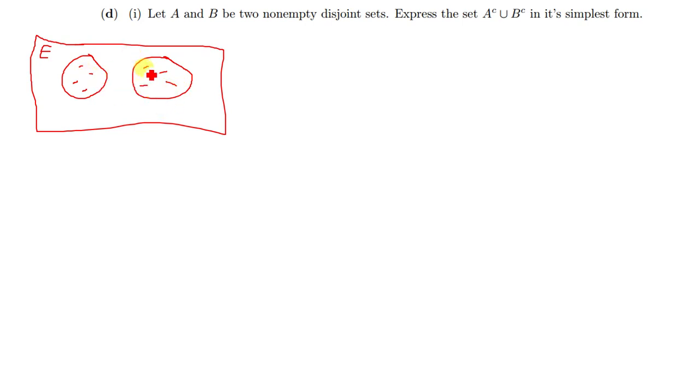So I'll put those minuses there. Here I'll put the pluses to show that there is nothing common between the two sets. So we have a and b there, and then the question is saying express the set a complement union b complement in its simplest form. So how do you do that? You use what we call De Morgan's rule.